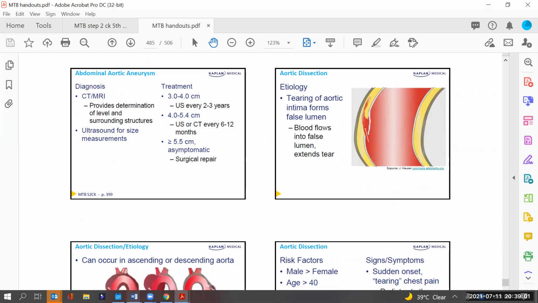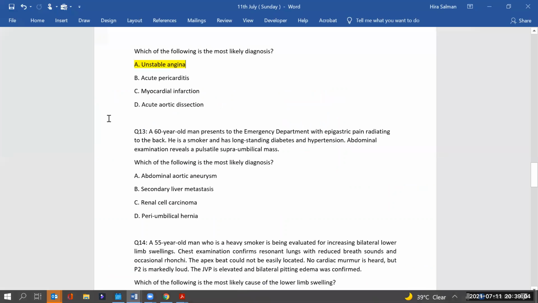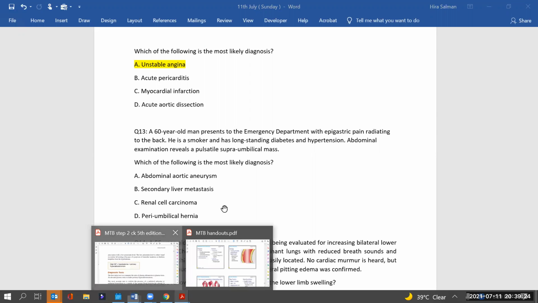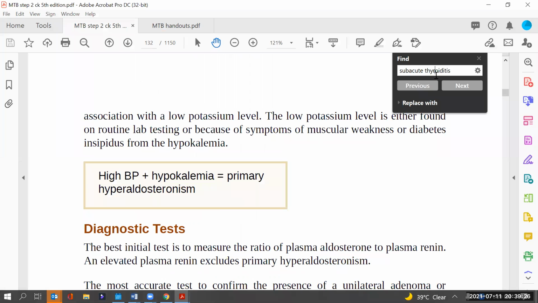So now we see the scenario of this one. A 60-year-old man, so the age of the patient, the gender of the patient, man, presents to the emergency department with epigastric pain. Now, he is having symptoms here. He is having epigastric pain radiating to the back. That is again a very important finding, which is not mentioned here, but if we check in the main MTB, maybe you can find it there. Because those are handouts, maybe they can miss this.